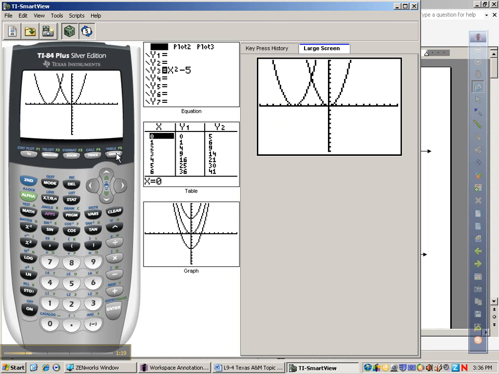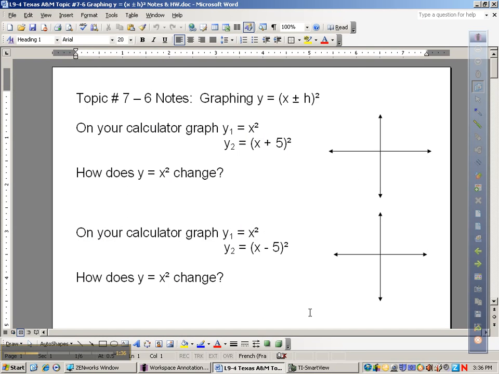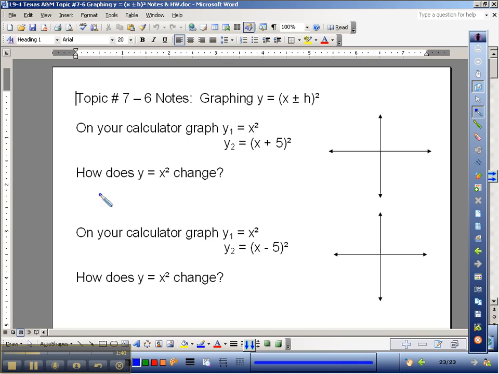Look at that. Let me count this. It shifted left. It went 1, 2, 3, 4, 5 places. It shifted left 5 places. It went in the negative x direction. So back here in your notes, it says, how does x squared change?